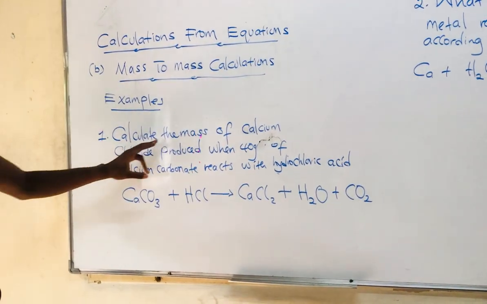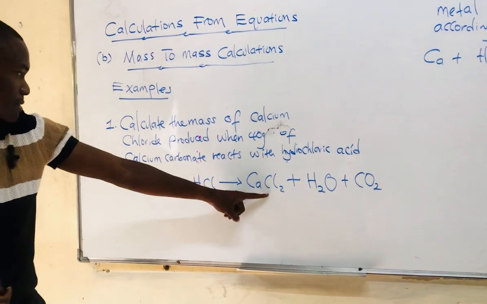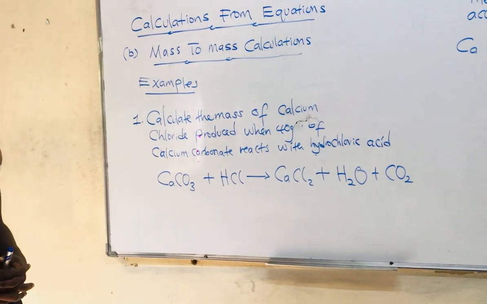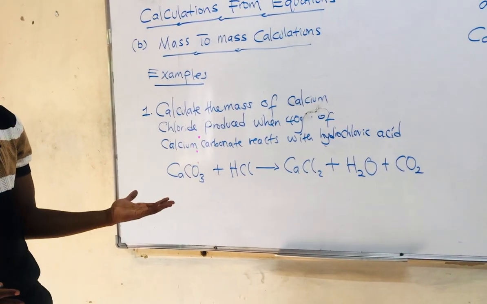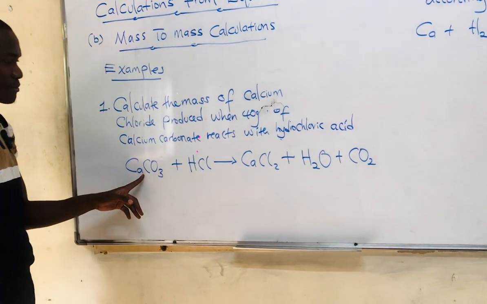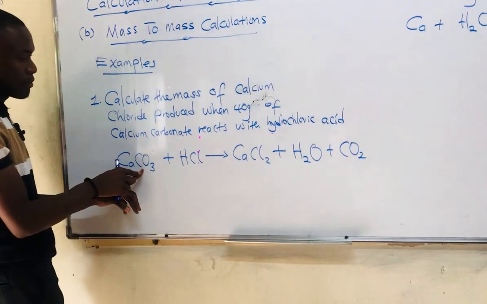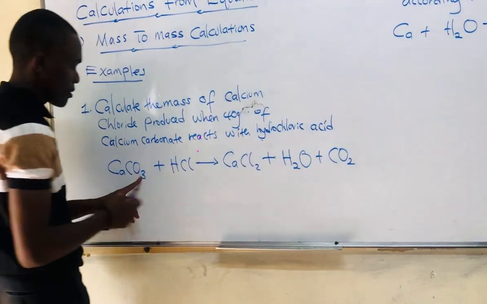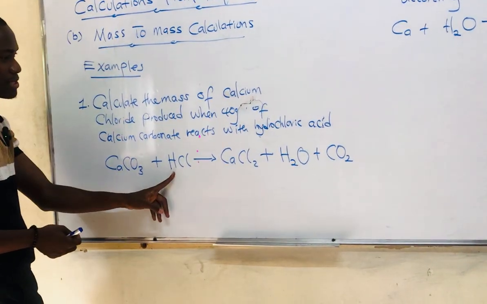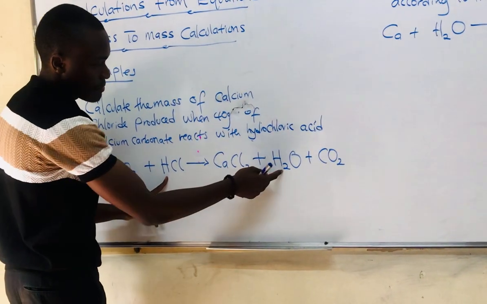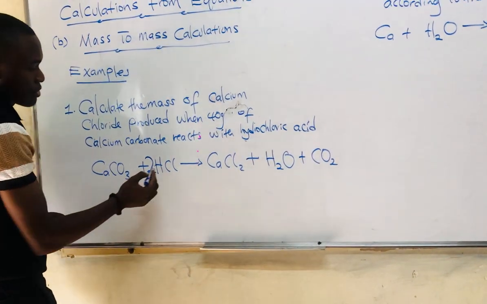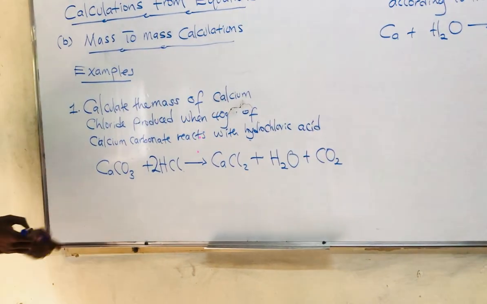So we are saying calculate the mass of calcium chloride produced when 40 grams of calcium carbonate reacts with hydrochloric acid. Step number 1, we balance the equation. So calcium, how many atoms? 1, calcium 1. Carbon 1, carbon 1. Oxygen 3, oxygen 1 plus 2, 3. Hydrogen 1, hydrogen 2. So we put a 2 there like that. Chlorine 2, chlorine 2. It's balanced.